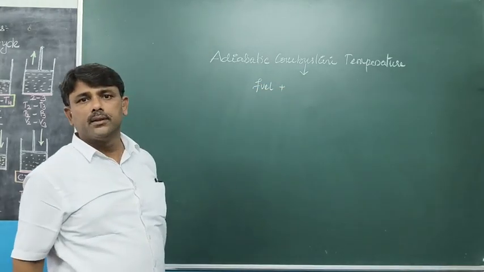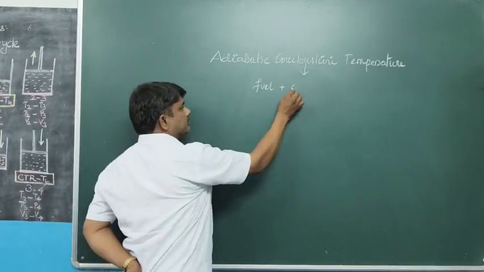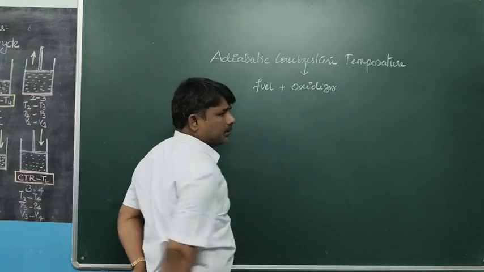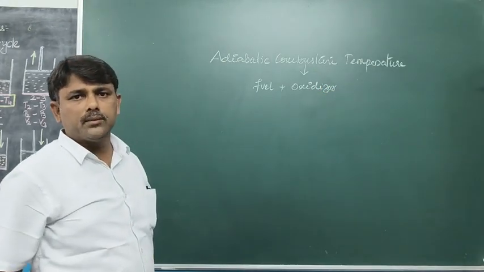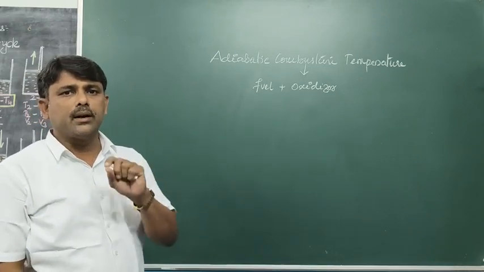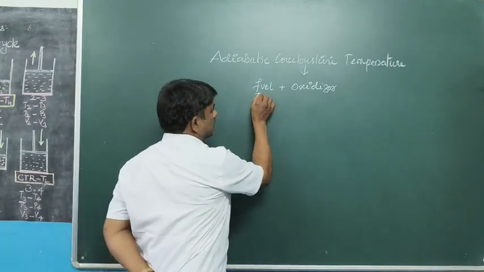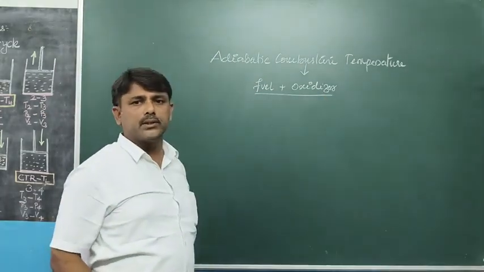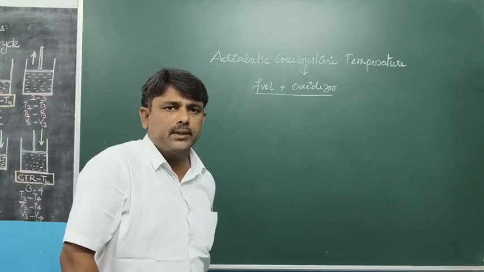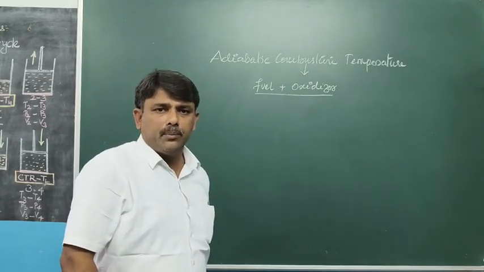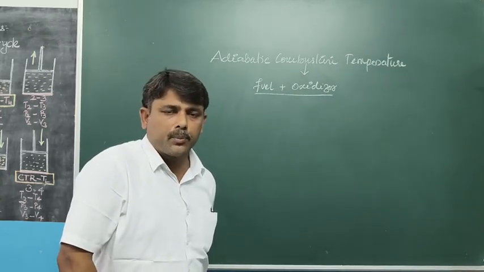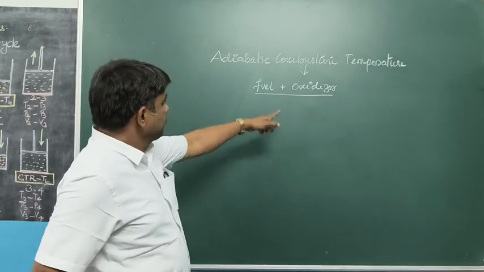Another one is the oxidizer. That means a fuel is burnt by using molecular oxygen or air. This is called combustion. A fuel is burnt with the help of oxygen or air. This process is called the combustion process. If the combustion process happens under adiabatic condition, the process becomes adiabatic combustion.